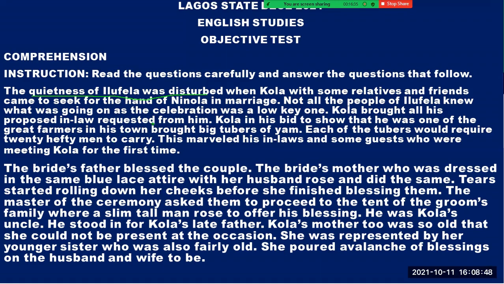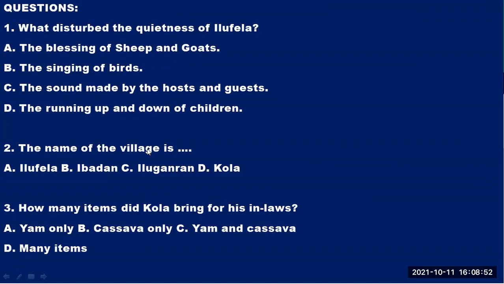So this actually has given us the answer to the question, and so we can beat our chest that the right option is C, okay? The sound made by the hosts and the guests.